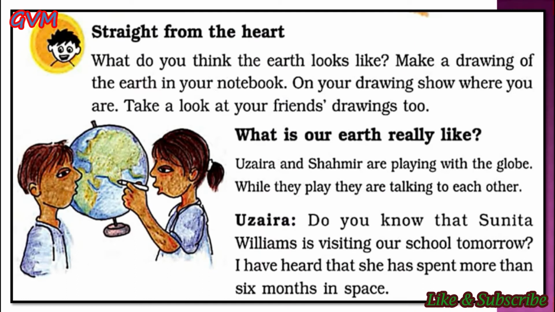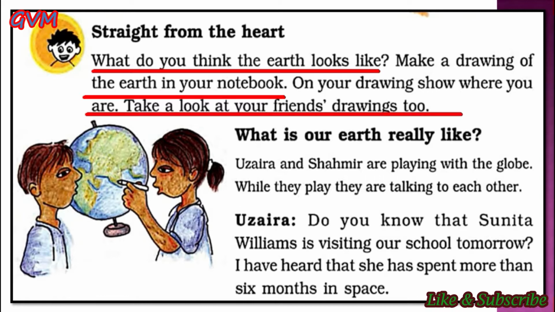Students, this chapter starts with a question: what do you think the Earth looks like? Students, it means that you have to imagine what the shape of the Earth is or what the Earth looks like, and then according to your own imagination, you have to draw the shape of the Earth in your notebook. Then students, after this you have to show yourself where you are on Earth. Then students, lastly you have to compare your drawing with the rest of your friends or classmates.